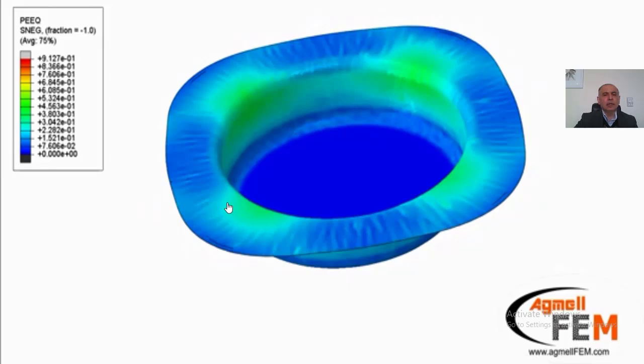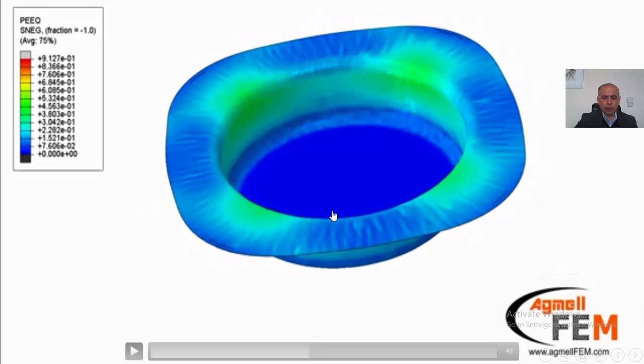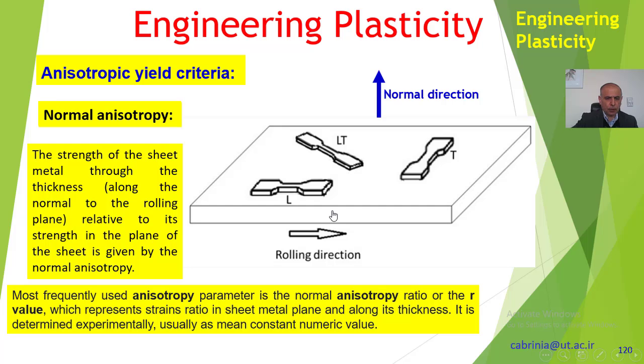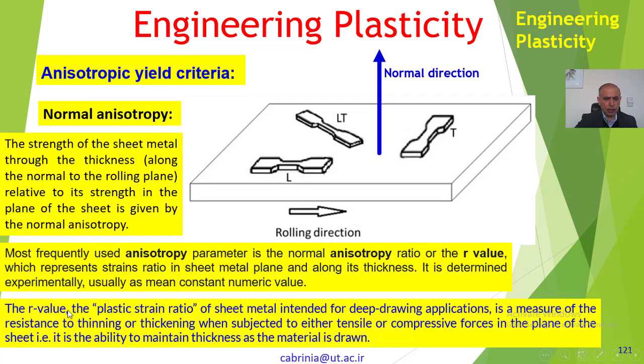If it doesn't flow in the thickness direction, we say that the strength in the thickness direction is high. As much as it flows in the thickness direction, we say that it's weak in the thickness direction. So that is a measure. As we have mentioned here, the plastic strain ratio is a measure of the resistance to thinning or thickening. We can talk about this more in the tutorials if you like.